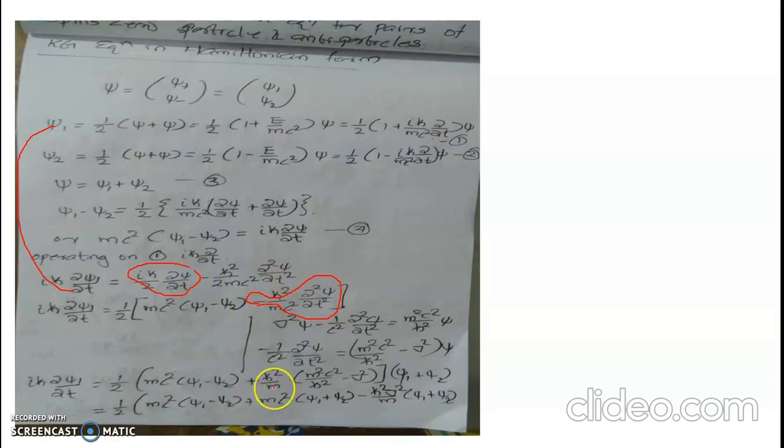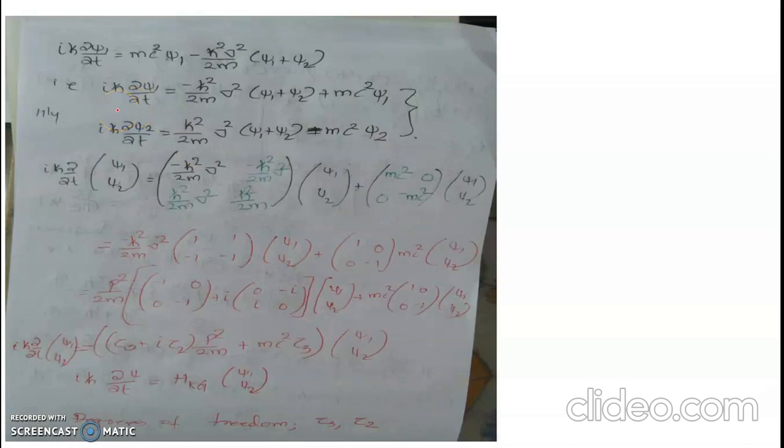H cross square by m is already here, into m square c square by h cross square minus del square operating over psi. Right now we replace psi by psi 1 plus psi 2. That is equal to half into mc square into psi 1 minus psi 2. H cross square vanishes upon opening this term. M also vanishes. What remains is mc square into psi 1 plus psi 2 minus h cross square by m into del square minus h cross square del square by m into psi 1 plus psi 2.